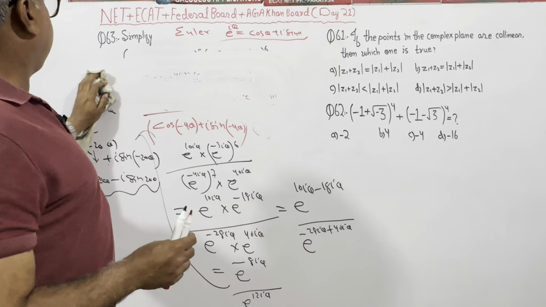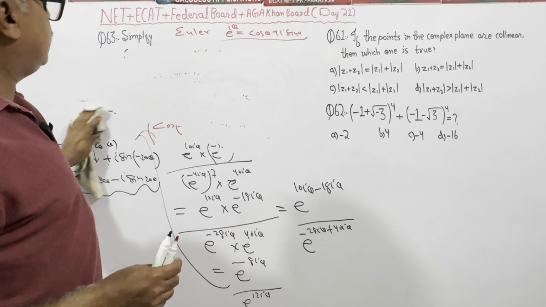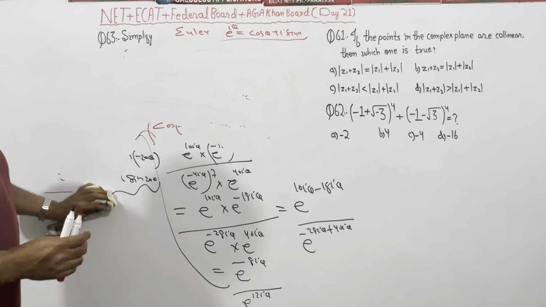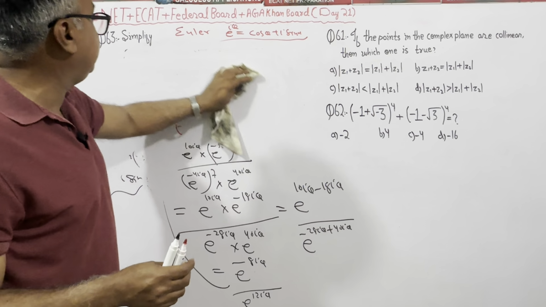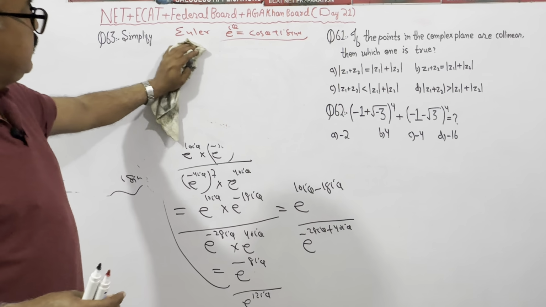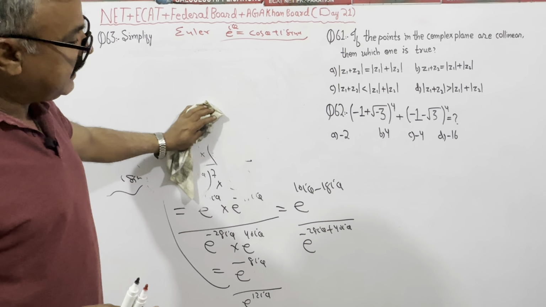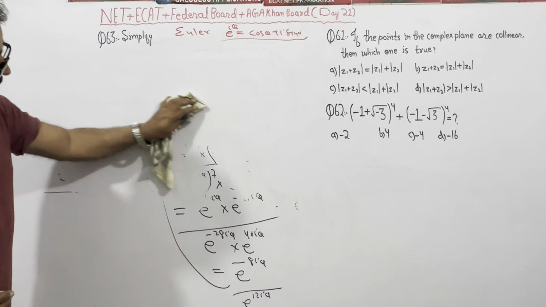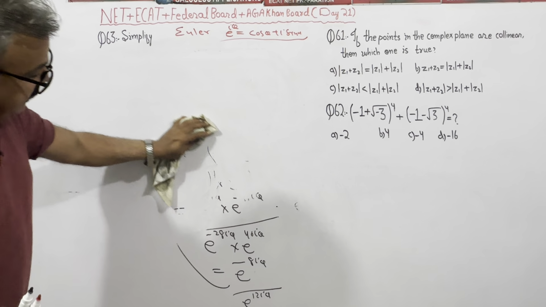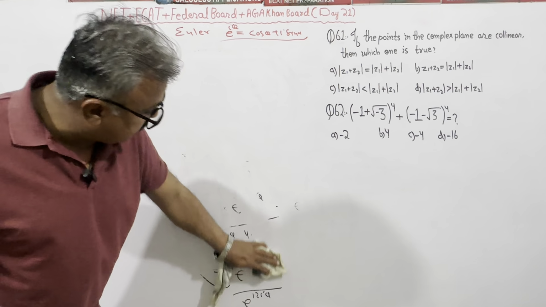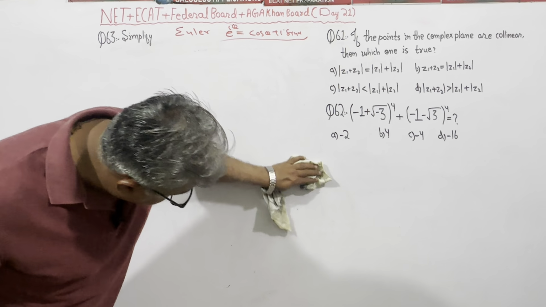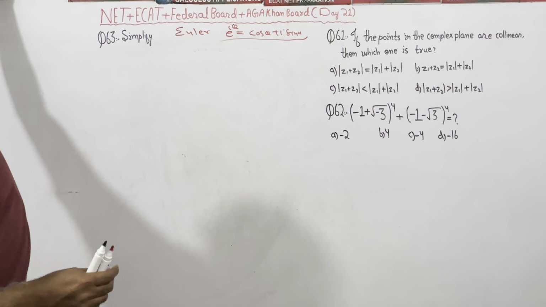If Z1 and Z2 are two complex numbers and they are collinear, here lies the mystery. What do you mean by collinear? Collinear means either they both lie along the x-axis or both lie along the y-axis. Collinear means lying on the same line.